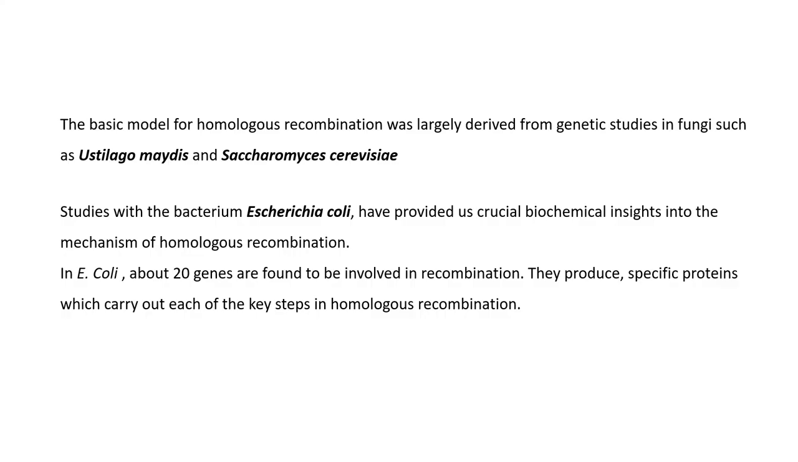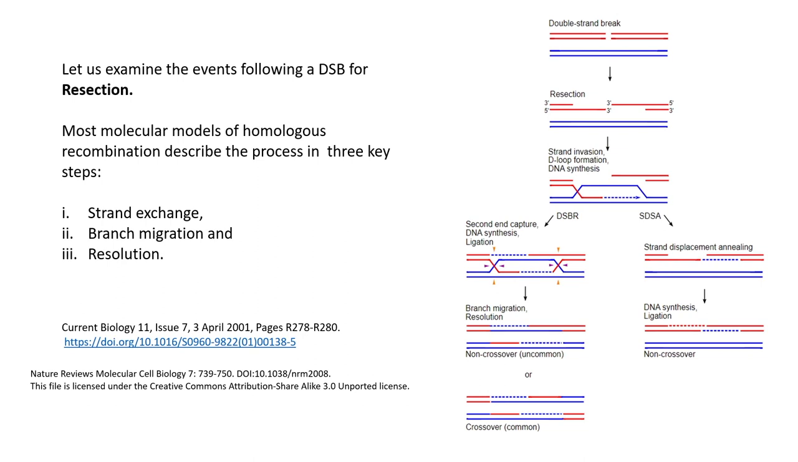The basic model for homologous recombination was largely derived from genetic studies in fungi such as Ustilago and Saccharomyces. Studies with the bacterium E. coli have provided us crucial biochemical insights into the mechanism of homologous recombination. In E. coli, about 20 genes are found to be involved in homologous recombination. They produce specific proteins which carry out each of the key steps in the homologous recombination pathway.